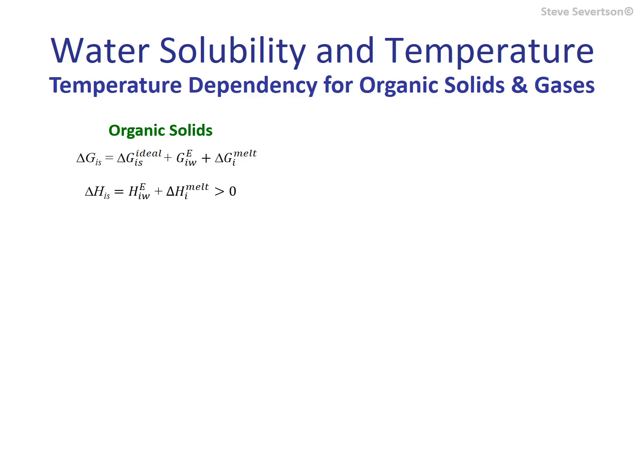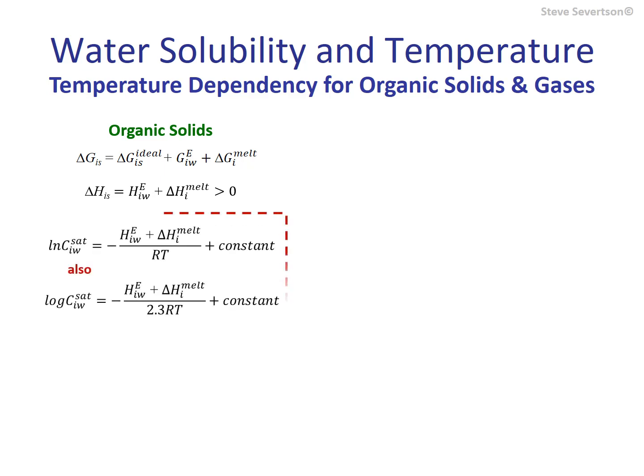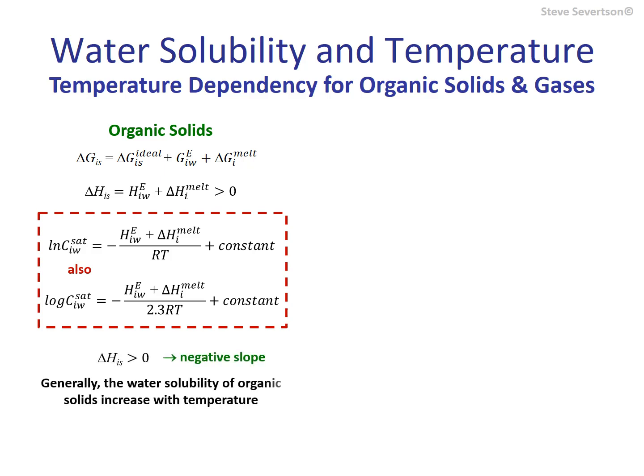The heat of melting is endothermic and usually large relative to the excess enthalpy of dissolution. So plots of the logarithm of water solubility versus inverse temperature tend to possess negative slopes, and the water solubility of organic solids tends to increase with increasing temperature. This is a result that is likely familiar to you.